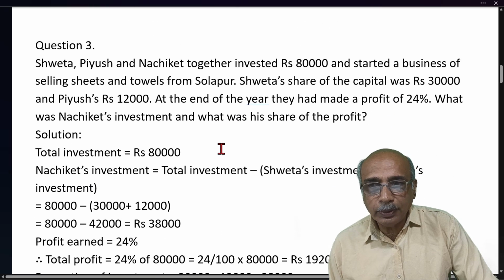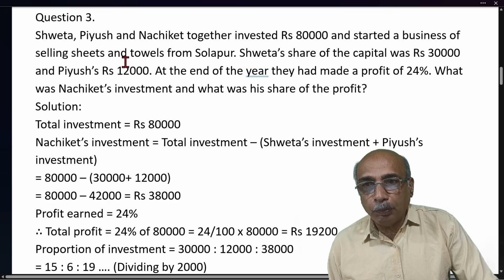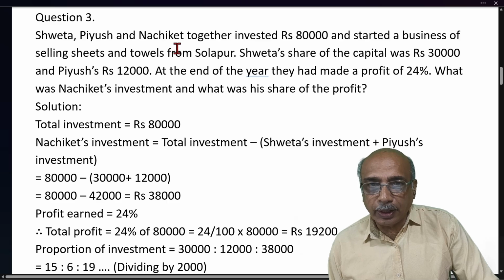Next problem. Shweta, Piyush and Nachiket. Now here there are three investors. Together they invested rupees 80,000 and started a business of selling sheets and towels from Solapur. Shweta's share of the capital was rupees 30,000 and Piyush's was rupees 12,000. At the end of the year, they had made a profit of 24%. What was Nachiket's investment and what was his share of the profit?